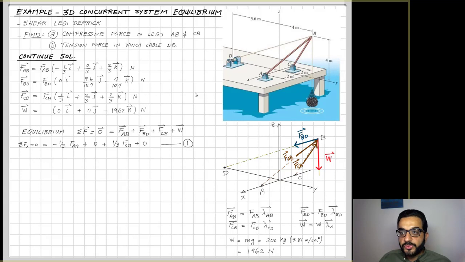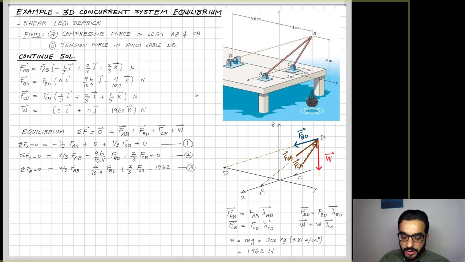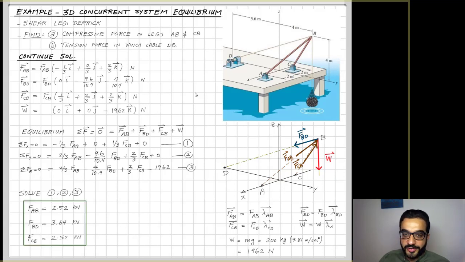So Fx is equal to -1/3 the magnitude of FAB plus 0 plus 1/3 of FCB plus 0. So this is the first equation. It's in two unknowns, I can't solve it right away. If I do the same for the other two component equations, Y and Z components, there is no single equation that's in terms of one unknown. So I have to solve all these equations concurrently. You can do that on your own, have fun with that. But you'll find here, this is the answer.